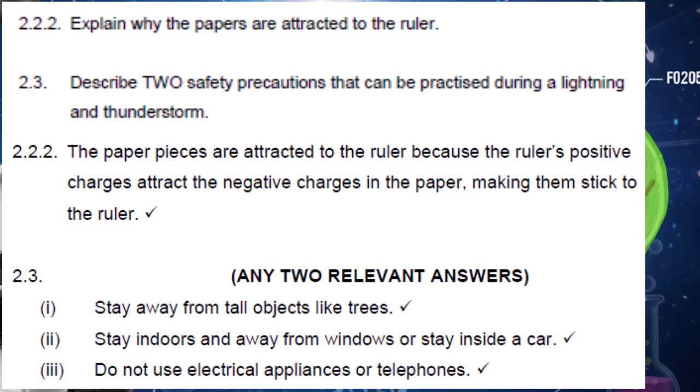All right. Q2.3, safety during a thunderstorm. We need 2 precautions. Lightning, massive static discharge, basically. You want to avoid being the easiest path for it to take to the ground. So, rule 1, stay away from tall, isolated objects. Like a lone tree in a field. Exactly. Lightning tends to strike the highest point. Rule 2, get indoors if you can. Stay away from windows and don't use corded phones or electrical appliances plugged into the wall.